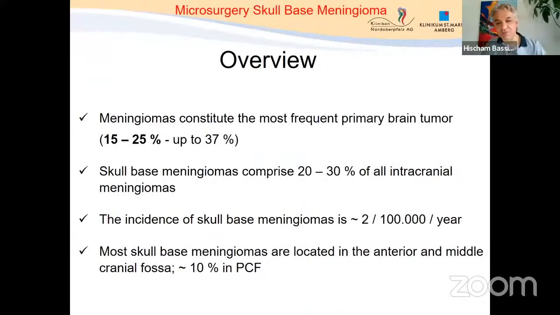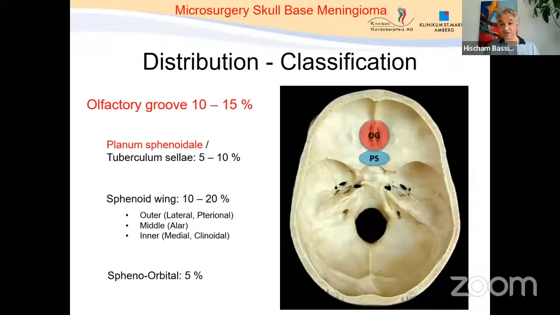So just for an overview, meningiomas, as you know, constitute the most frequent primary brain tumors, up to 25%. So one quarter of all primary brain tumors are meningiomas. There are different figures in the literature, but this is a good middle figure to remember. Skull-based meningiomas comprise around 20 to 30% of all intracranial meningiomas, and the incidence of skull-based meningiomas is about 2 in 100,000 population per year. Most of the skull-based meningiomas are located in the anterior and middle cranial fossa. The least ones are in the posterior cranial fossa.